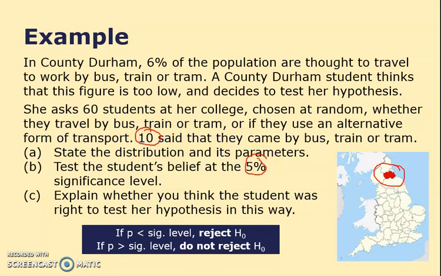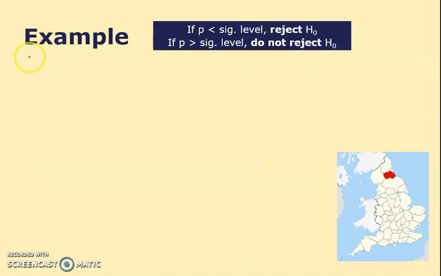If I just do this here, I would say x is binomially distributed. She said 60, and 6% is what we think travel by bus, train or tram. H0 is that p equals 0.06, but she thinks it's higher, so H1 is p greater than 0.06. Technically you should write where p is, and I'll come back to that perhaps in a lesson, just to explain where the p comes from.